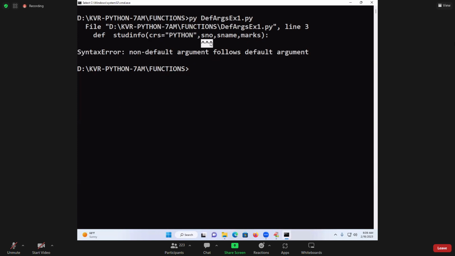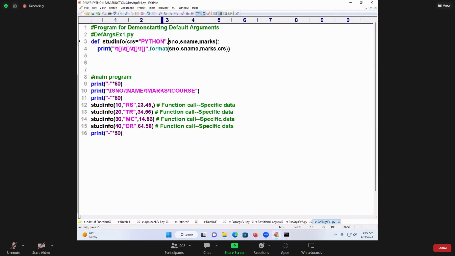They are having errors. We need to write these where? First. Those things we need to write first. So if at all we are having any formal or positional arguments, you write them first. At the end, you need to write what? Default arguments. Did you understand?